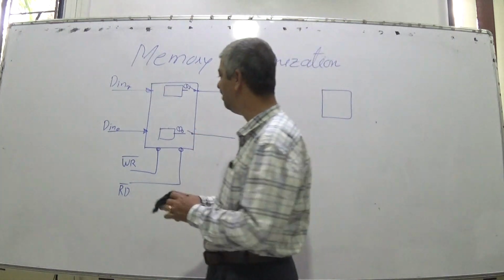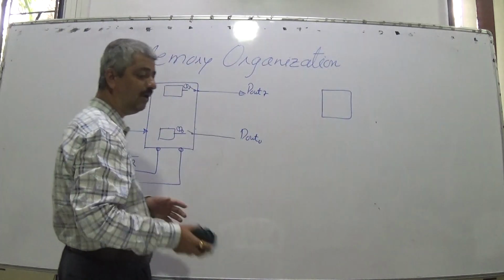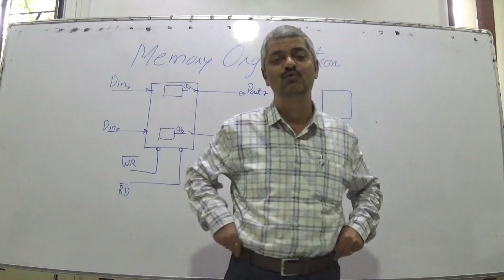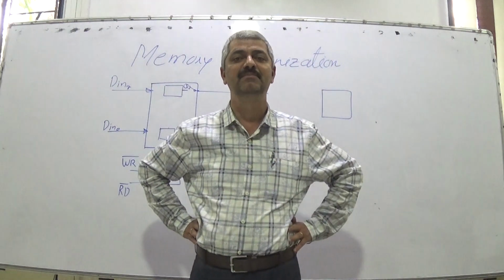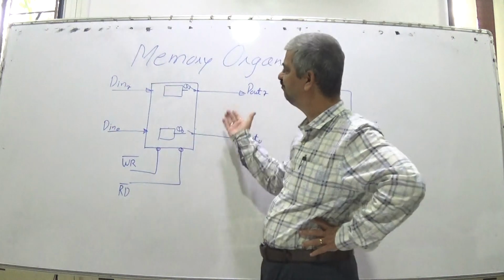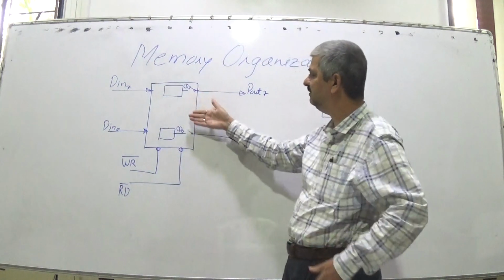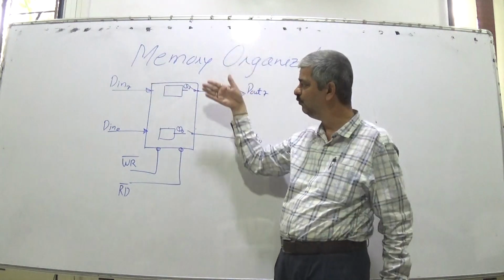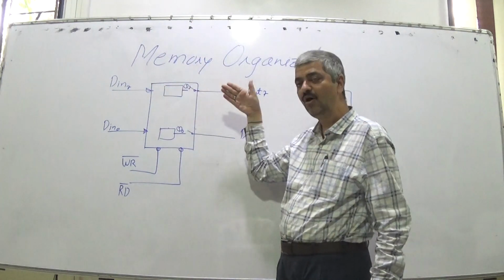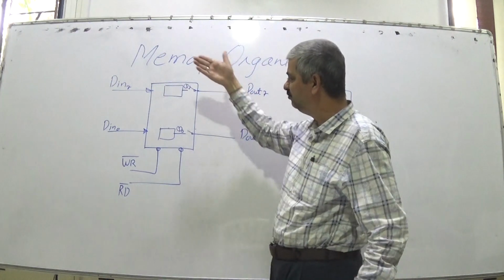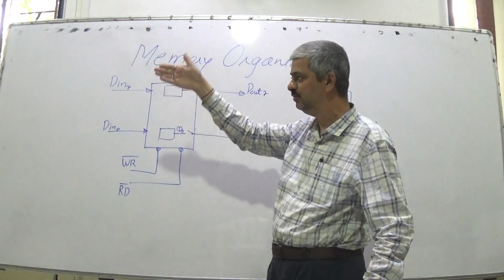So with this now, we will construct one 4-byte memory cell. What would be there? Such 4 units: 1st, 2nd, 3rd and 4th. Unit number 0, because we start from 0. Unit number 0, unit number 1, unit number 2, unit number 3.